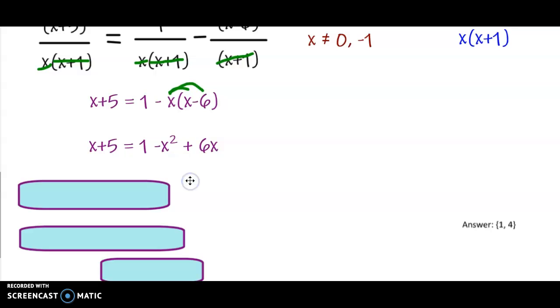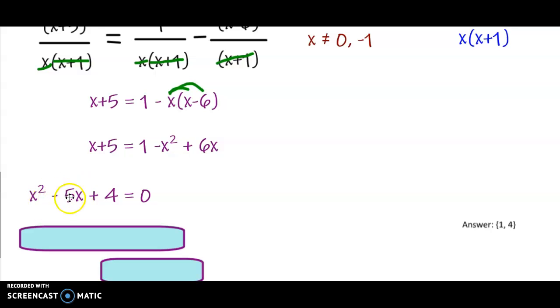In order to do either of those things, I need to make my quadratic equal to 0. Because I have a negative x squared, I'm going to move that over to the other side of the equal sign so that it turns positive, because again, that's so much easier to factor. So I'm going to subtract the 1, add the x squared, subtract 6, and put everything in standard form. When I do all of that, I end up with positive x squared minus 5x plus 4 equals 0.